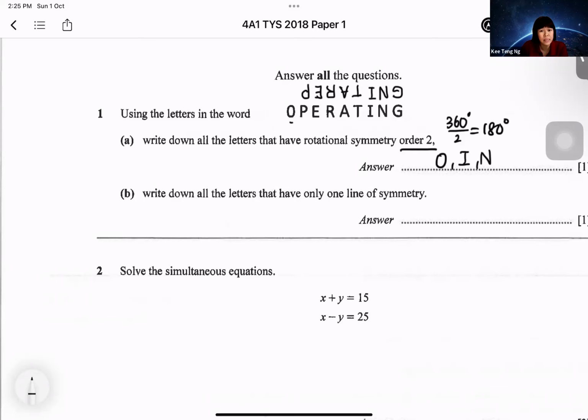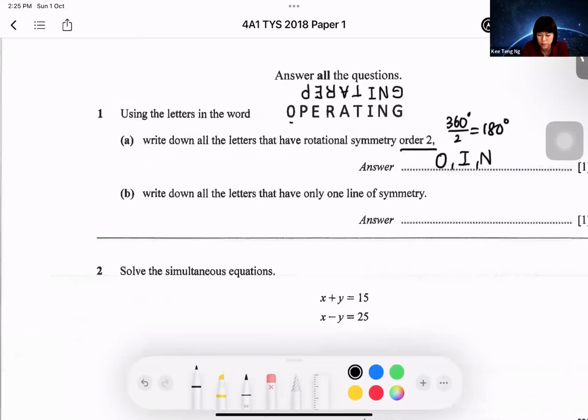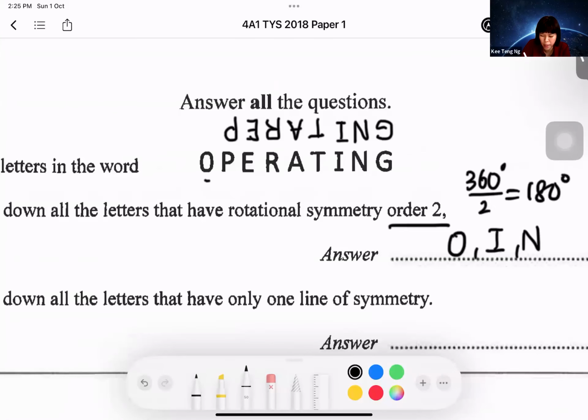Write down all the letters that have only one line of symmetry. The letter O itself has 2 lines of symmetry, 1 and 2, so this one is out. P does not have a line of symmetry. Letter E has only 1 line of symmetry. R has no line of symmetry. Letter A, yes, 1 line of symmetry.